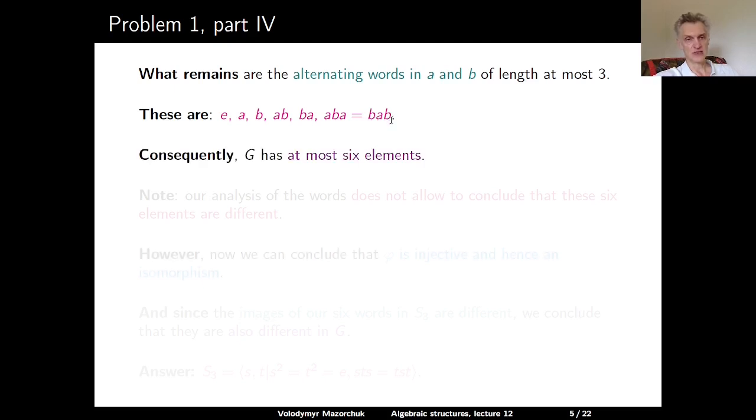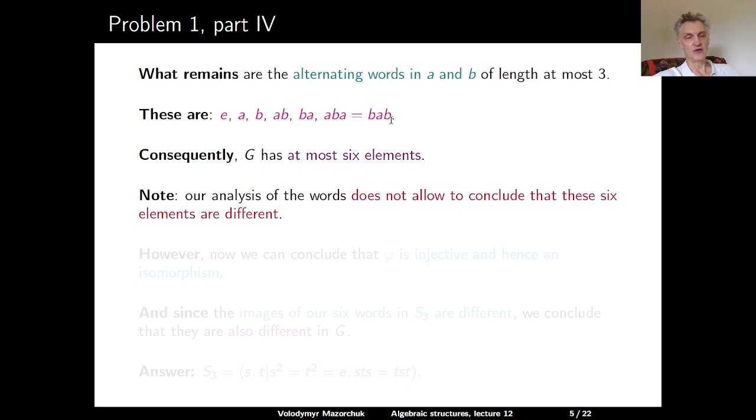So we have at most 6 elements, and we can now claim that G has at most 6 elements. If we only look at this analysis of our words, we do not have that these 6 elements of G are different. However, we can use a different argument to claim that these 6 elements in G are indeed different.